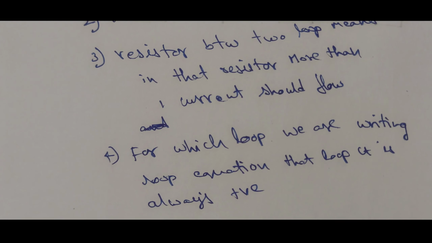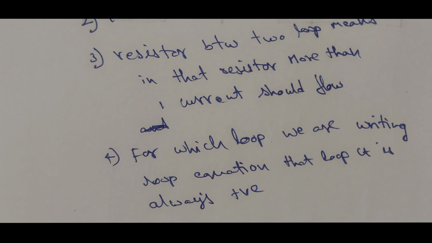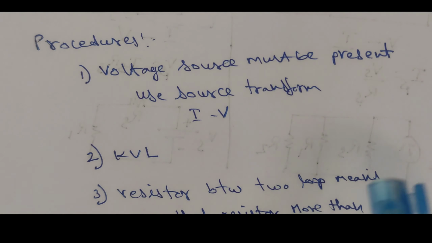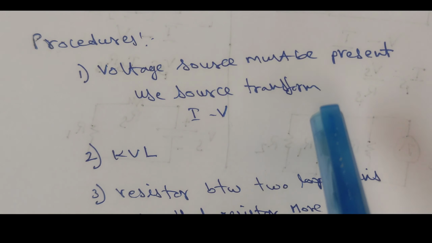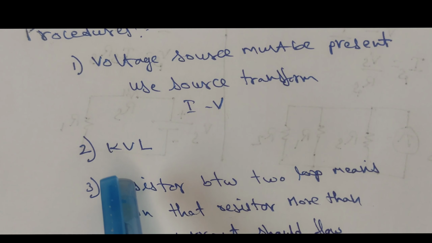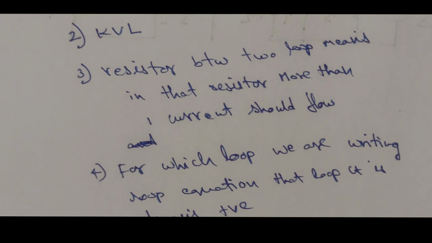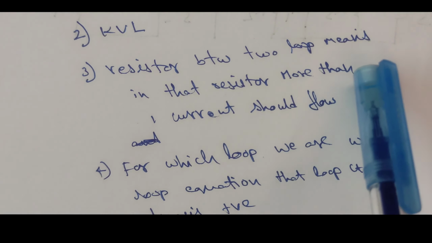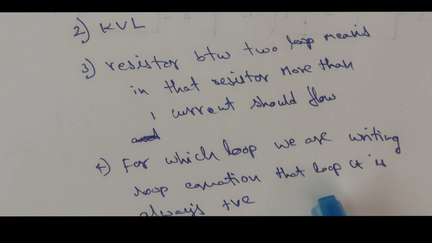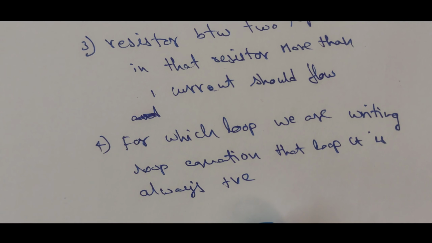In any circuit, it is the easiest method. I will repeat those procedures one by one. We need to ensure that all sources are voltage sources. If you have a current source, we need to convert that into a voltage source. Here we need to apply Kirchhoff's voltage law. If you have a resistance between two loops, more than one current flow must be there. For whichever loop we are writing the loop equation, that loop current is always positive.